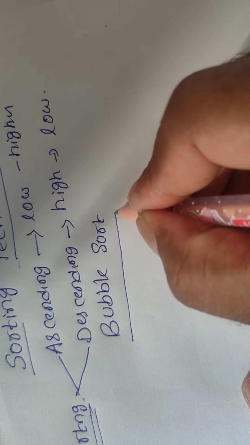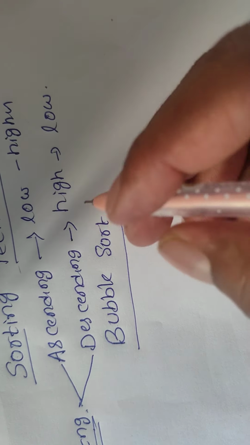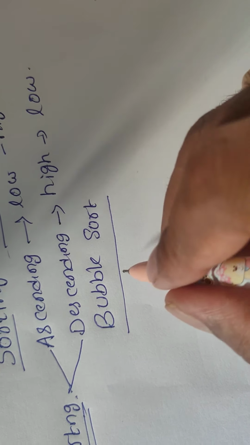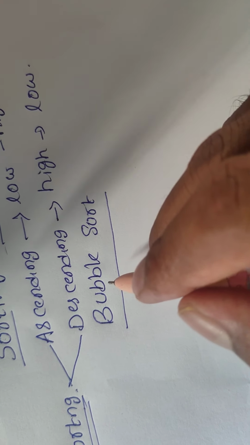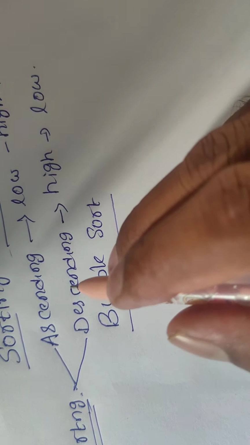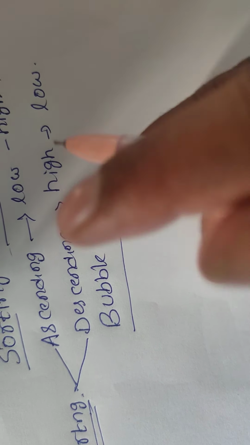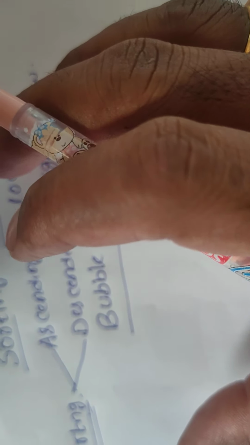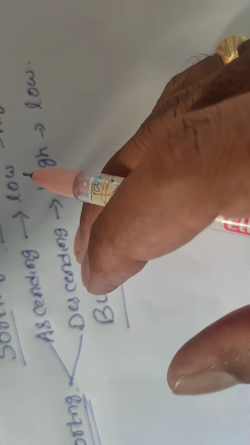So today's topic is the bubble sort. There are many techniques available, so first of all, we'll think about what the bubble sort is. Bubble sort is also one type of sorting technique. The elements are arranged either in ascending or descending order, and bubble sort is one technique for how to arrange them. Now I will explain this bubble sort with a simple example.